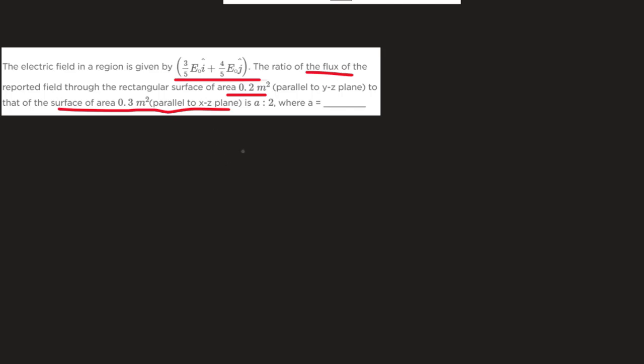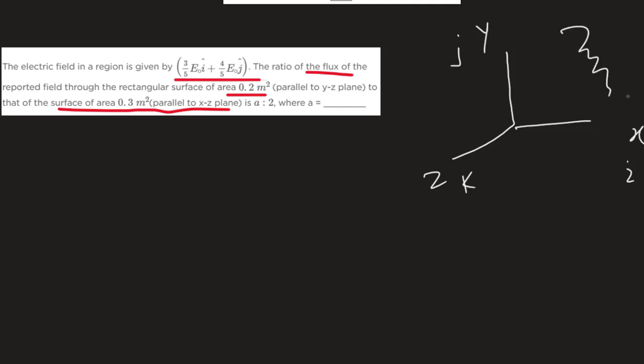So this is in the vector format, so I'm going to draw three axes like that. So this is the x-axis, this is y, and this is z. And unit vectors will be represented like this: i, j, and k. Okay. So they have just given the x and y-axis vector components, right? There is no z component. That means the electric field is only in this particular region. Okay, this one, the x, y region.